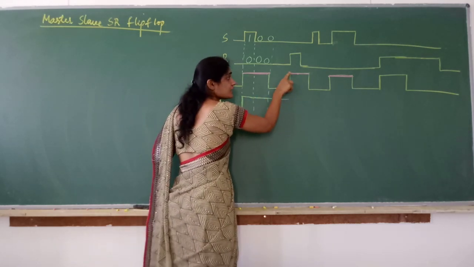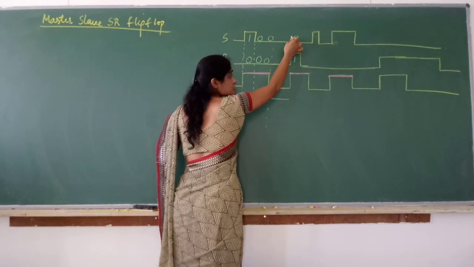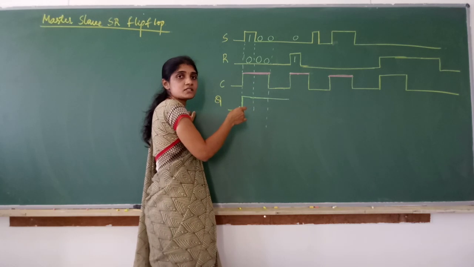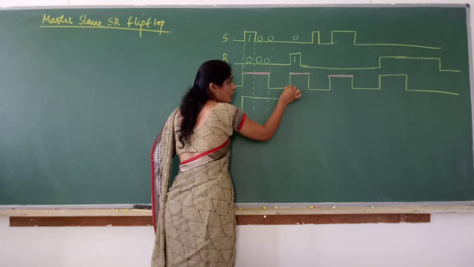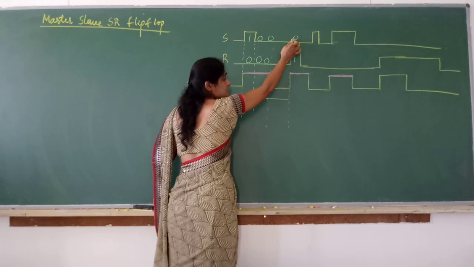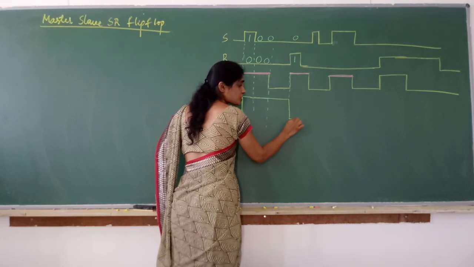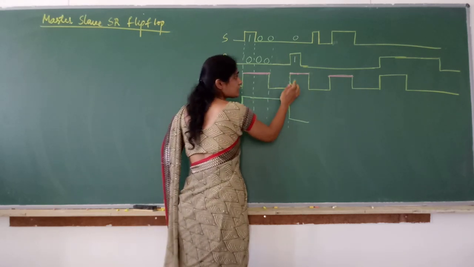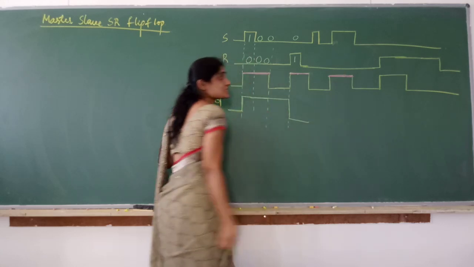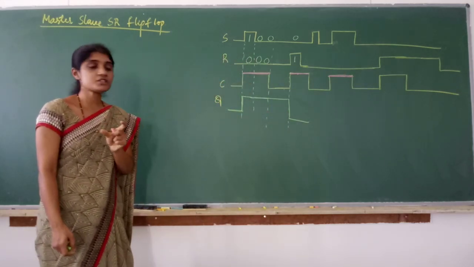Again clock is high here. So now S is 0, R is 1. So 0, 1, what is the output? The output is 0. Now clock is high, S is 0 but R became 1, so the output will change from 1 to 0. Like this, you have to check the output for the entire clock pulse. That is pulse triggered. For the entire pulse, flip-flops will be triggered.